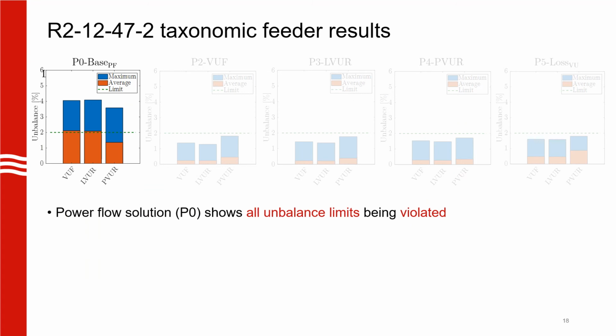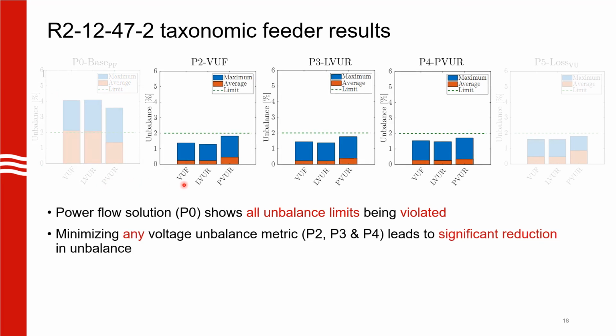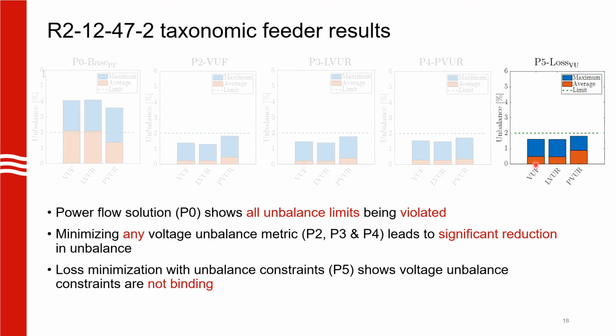As expected, we see that all the unbalanced limits are being violated for the base case. So minimizing unbalance using any of the three unbalanced metrics shows considerable improvement, and we see a lot of reduction in unbalance. Same is the case with P5. Here we also see a reduction in unbalance. What is different compared to the 13 bus feeder is that now the unbalance constraints are no longer binding.